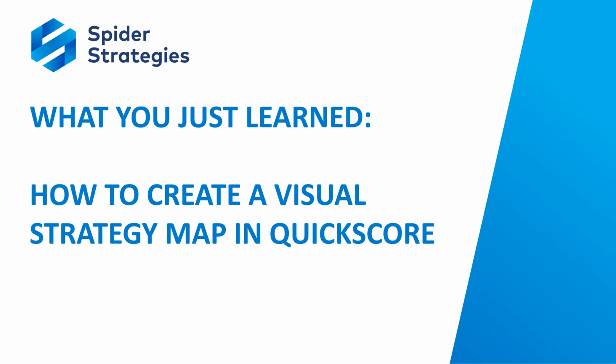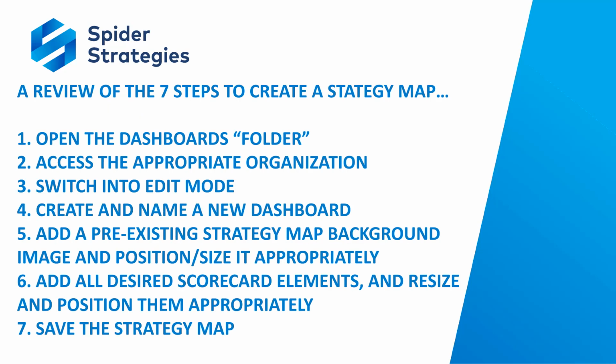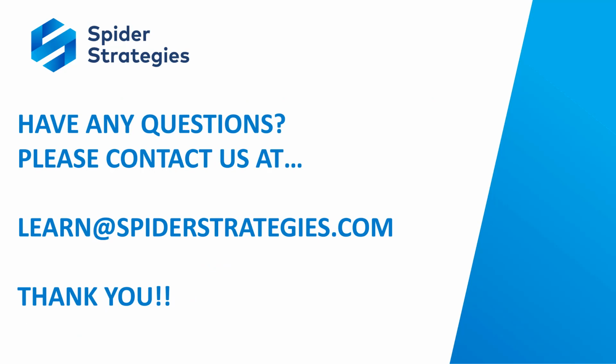What you just learned, of course, was how to create a visual strategy map in QuickScore. The process is to open the Dashboards folder, access the appropriate organization, switch into edit mode, create and name a new dashboard, add existing strategy map background image, add all desired scorecard elements, and save the strategy map.